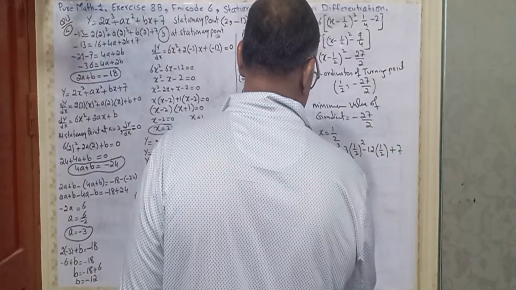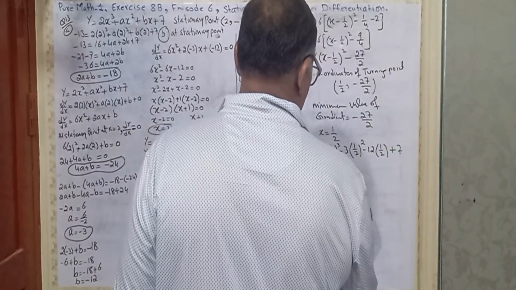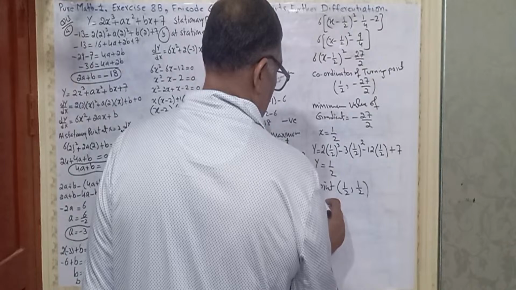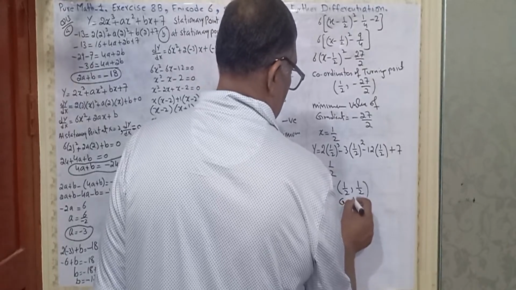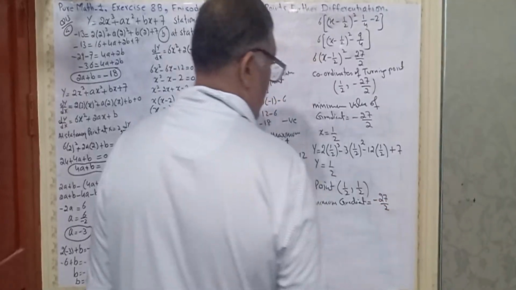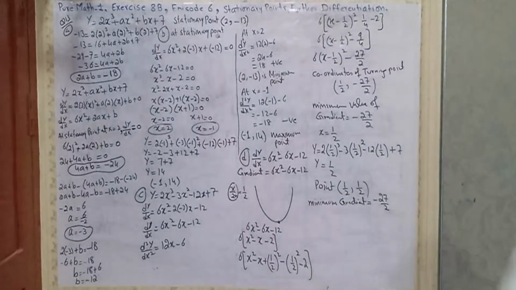So the point at which the gradient is minimum is this, and the minimum gradient is minus 27 by 2. Okay, so let me check the answer, sir. So this answer is 0.5. This is the coordinate of that point, and the minimum gradient will be minus 13.5. So our answers are right. So this is how you will do the question number 13 of the exercise 8B.